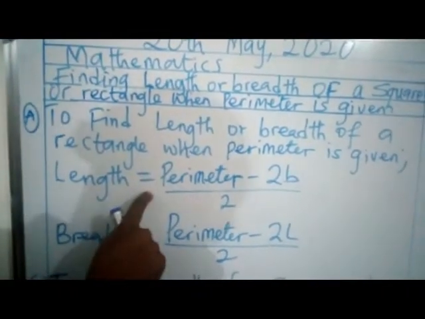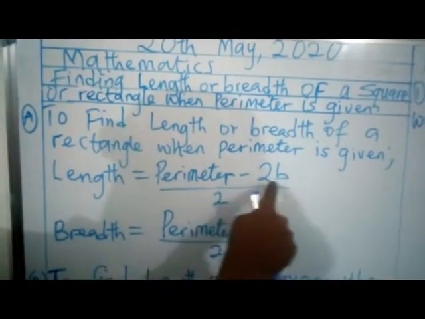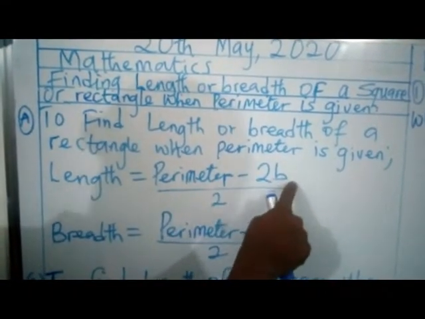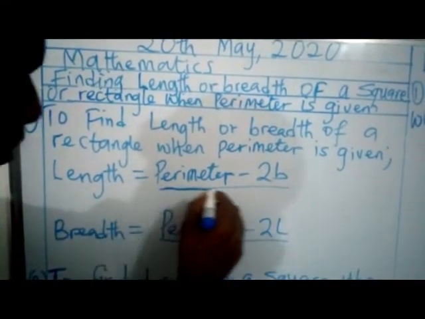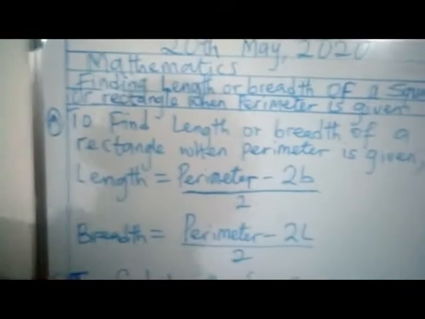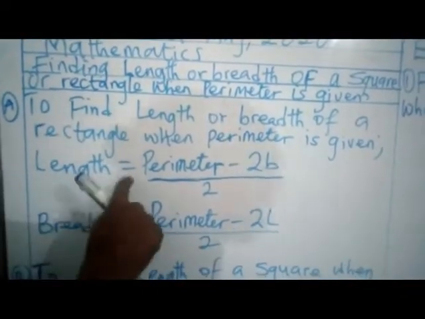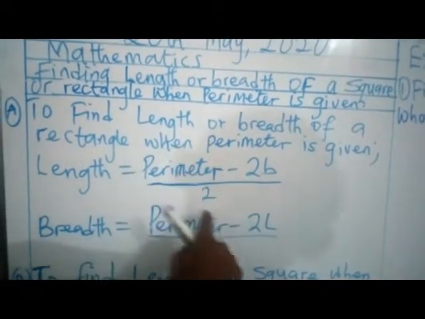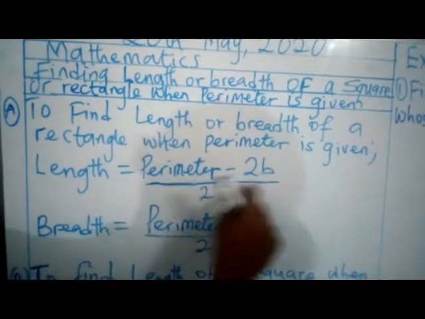To find the length of a rectangle when the perimeter of that rectangle is given, you use this formula. Length is equals to the perimeter of that rectangle minus 2b. Remember, your b means your breadth. You divide all through by what? 2. So I repeat, to find the length of a rectangle, you use this formula. Length is equals to perimeter of that rectangle minus 2b, that's 2 times your breadth, divide by what? 2.